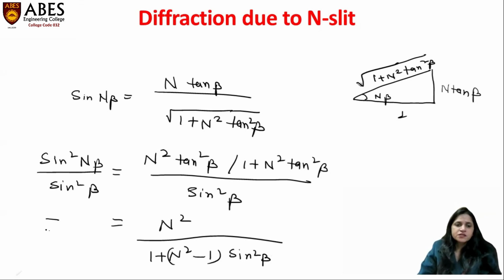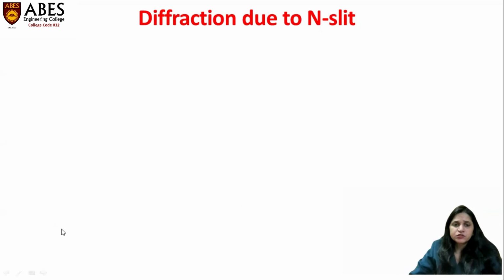So now what is this? This is nothing but the intensity of secondary maxima for the diffraction due to n slit. Now over here we are talking about grating. We are talking about n slit. So this is the intensity of secondary maxima, that is n square upon 1 plus n square minus 1 into sine square beta. Now let us see why we were talking about principal maximas and minima, and now let us see what is the role of secondary maxima in the diffraction pattern due to n slit.